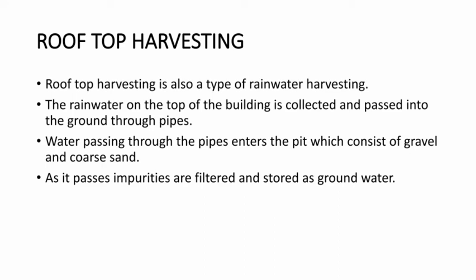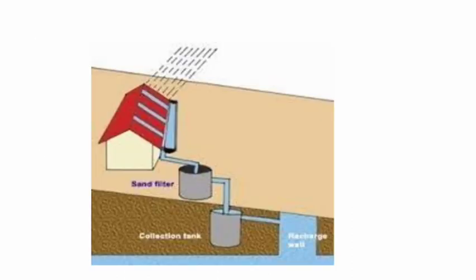and stored as groundwater. So from the rooftop, that is the building top, they collect the water through pipes and store it in a well-type structure. Then it will be purified through different types of sand. Then it is stored as groundwater or discharged into wells. So that is what is shown in the picture.